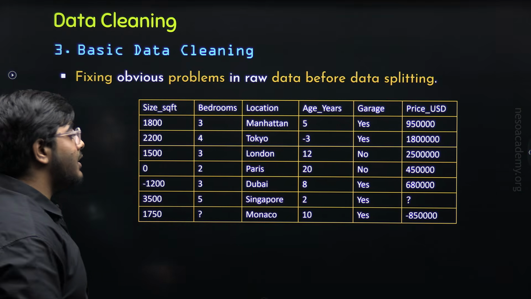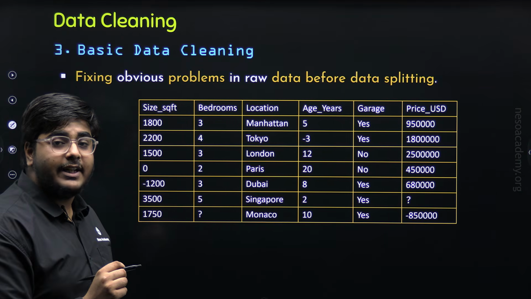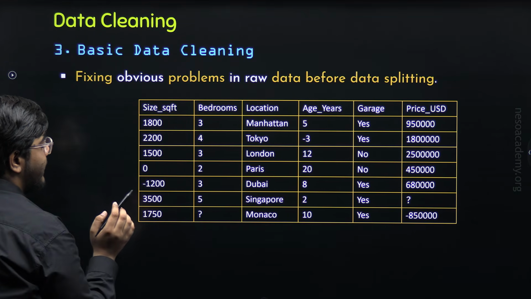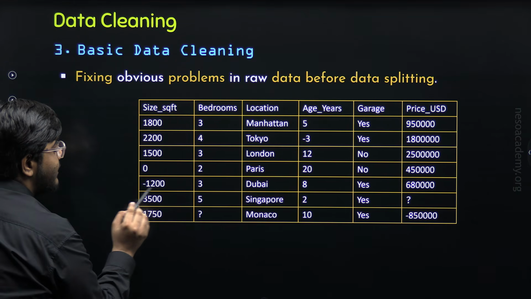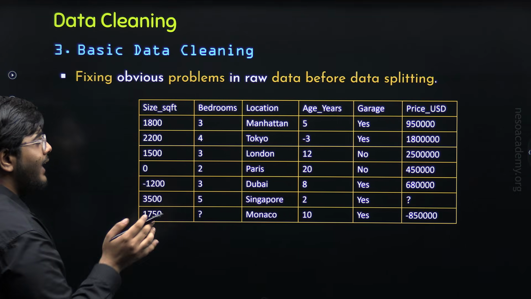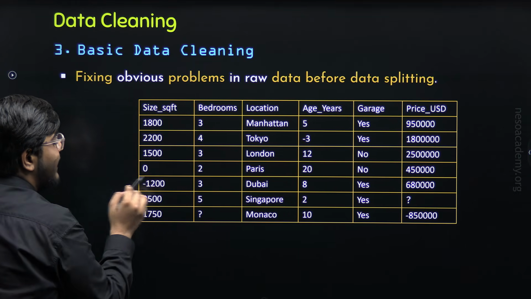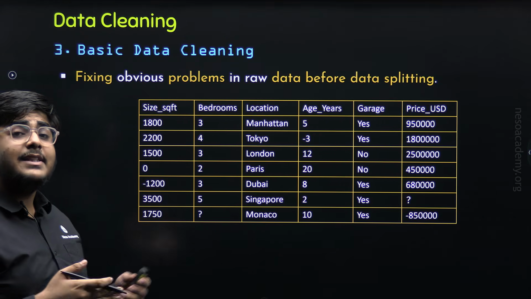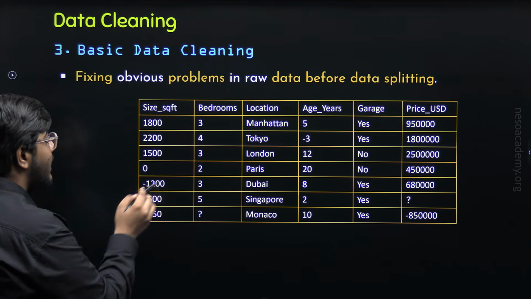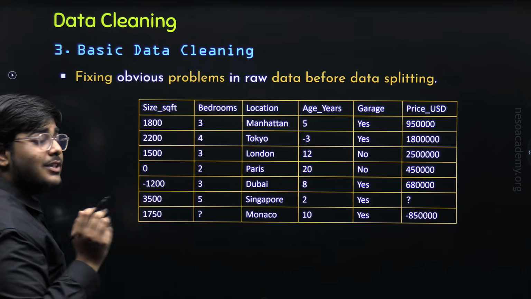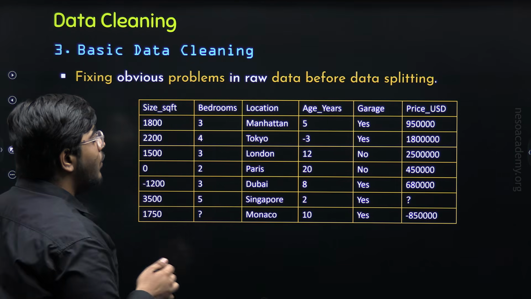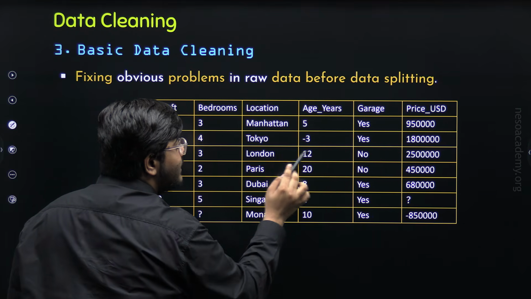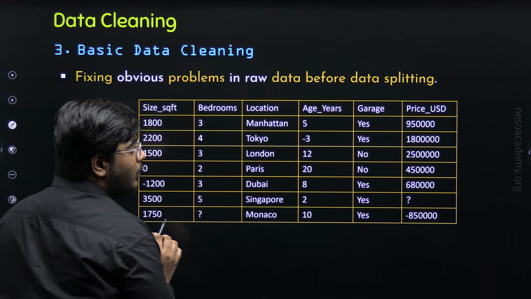Now the next operation is to fix the impossible values. In the column size SQFT, you can see we have 0 and minus 1200. But do you think the size of the house can be 0 or minus? No, the size of the house can never be 0 or negative. That means these two values are impossible values. Also, the age of the house can never be negative, which means this is also an impossible value.